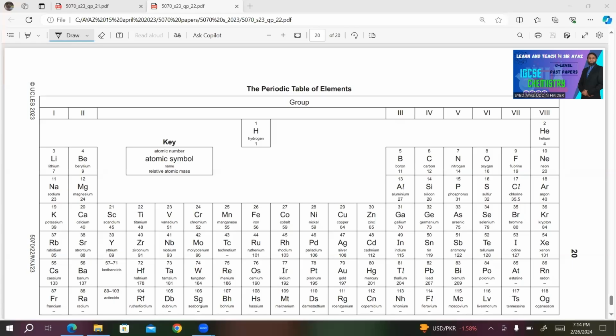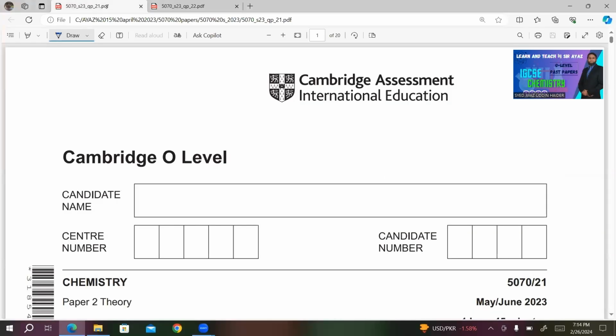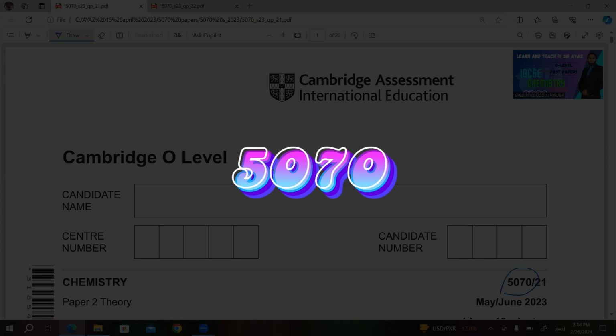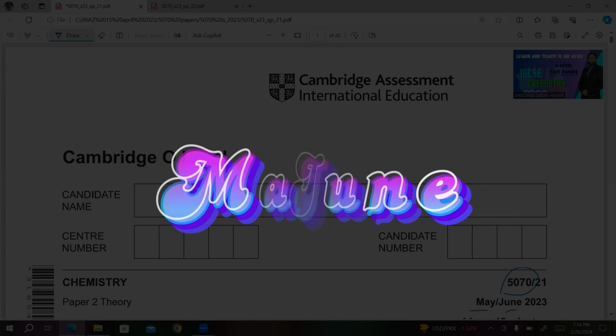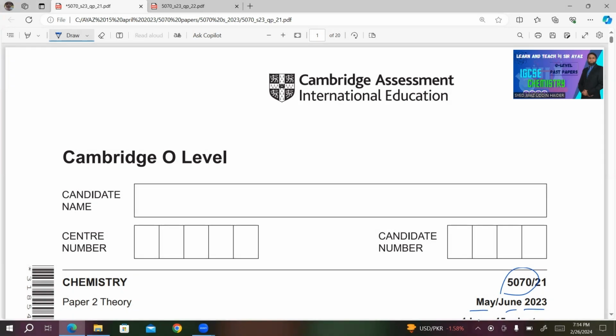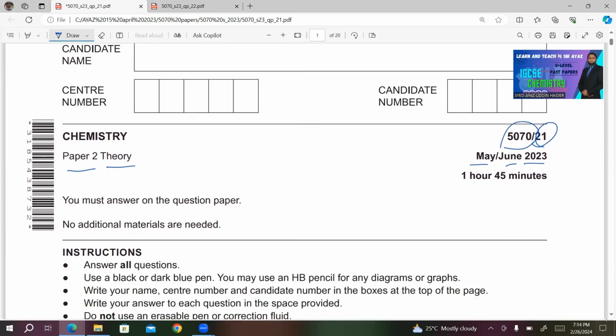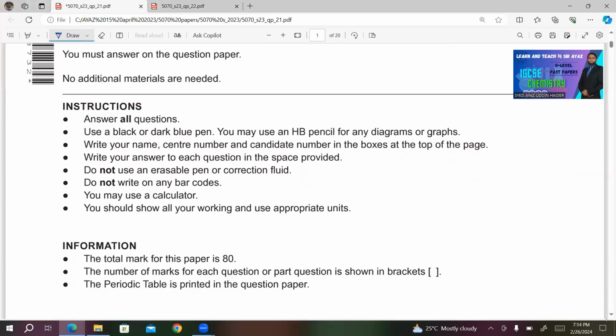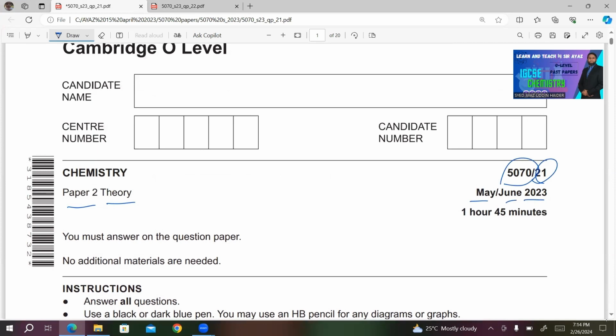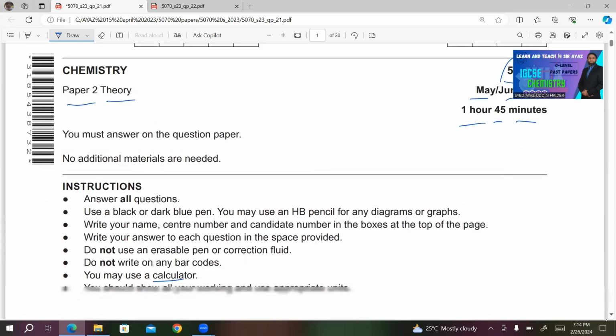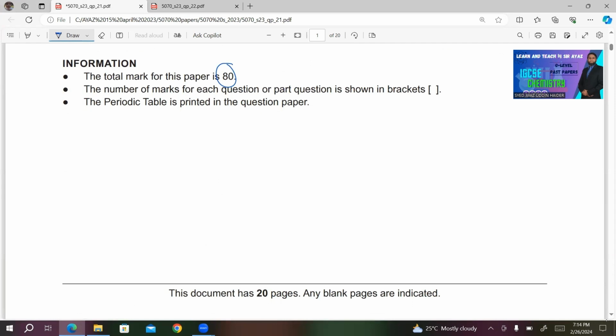So, I was doing the past papers, and for this video, I have selected 5070, May June 2023, and the variant is 21. This is paper 2, which is theory. You have to answer on the question paper. You are allowed to use a calculator. The total mark for this paper is 80 and the time is 1 hour 45 minutes. So let's start the paper.